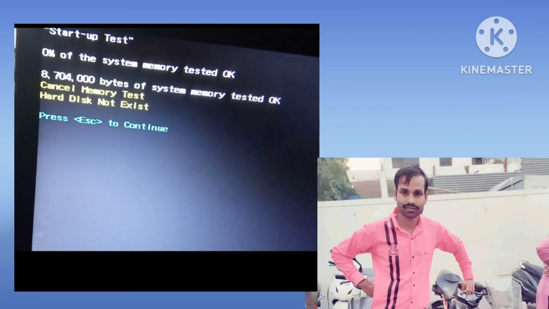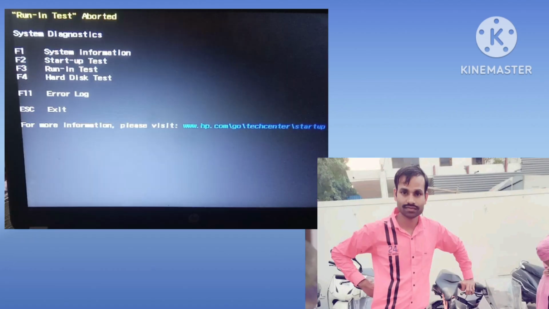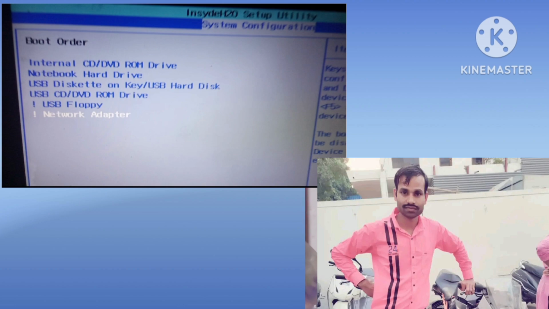So guys, today we talk about hard disks. If your laptop shows boot server not found, first restart and then press F11 for the boot order. Here you can see the boot order: USB floppy, network adapter and CD drive, and here it shows no hard drive.